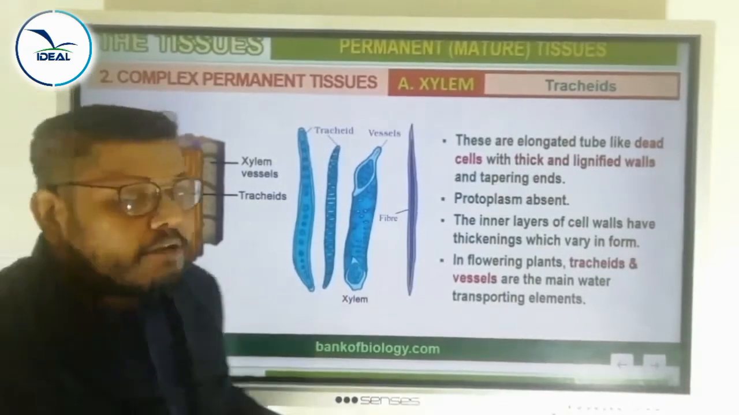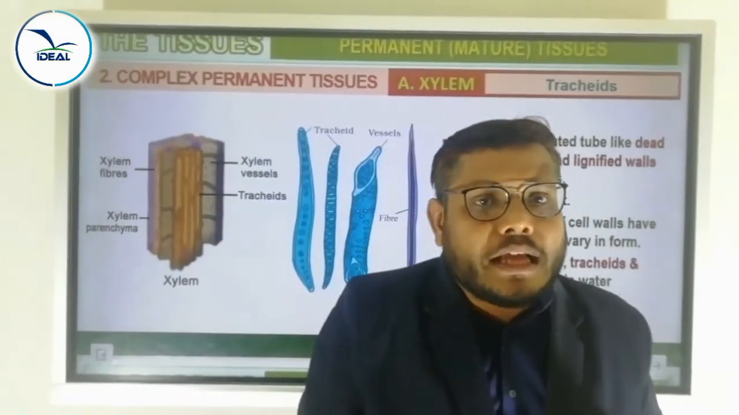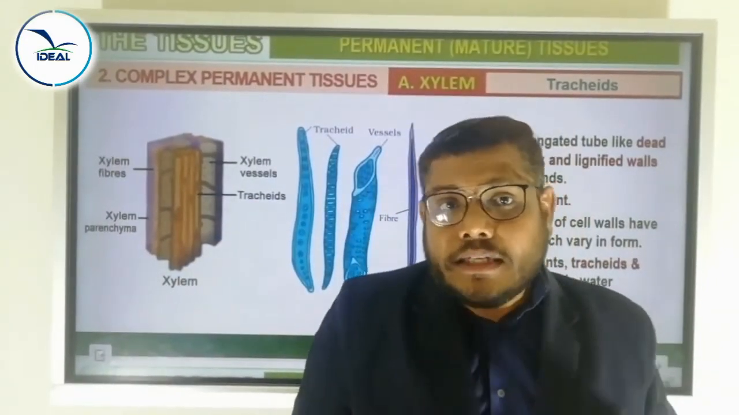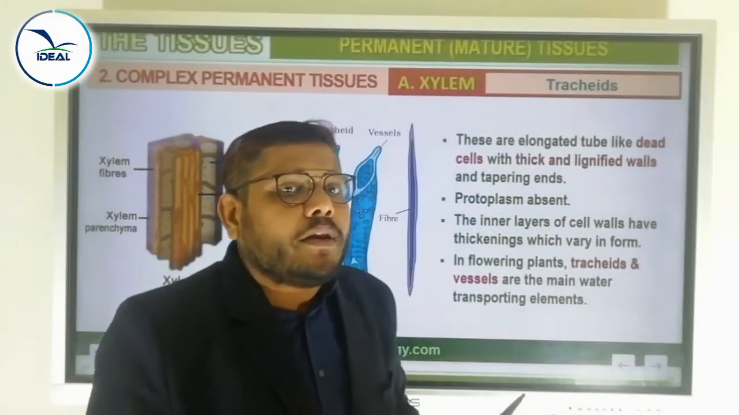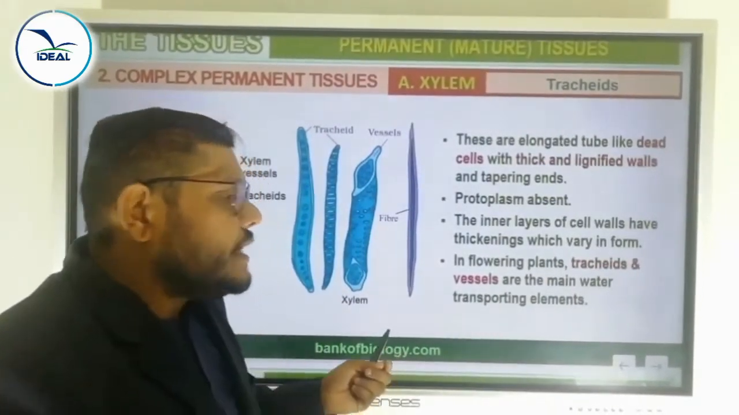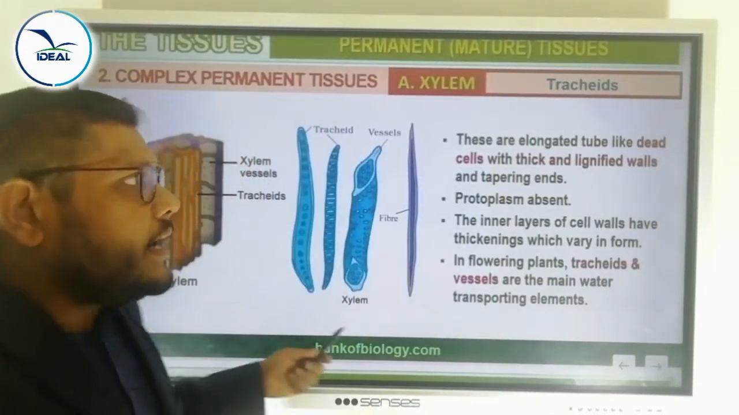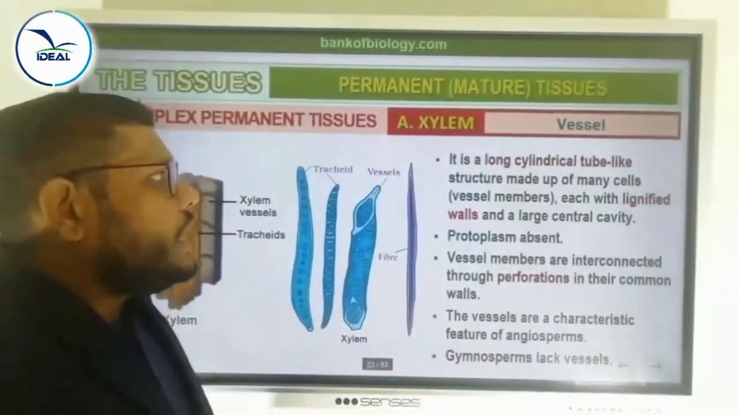At the same time, in flowering plants, the tracheids and the vessels are the main elements transporting water and minerals. In which kind of plant? Angiospermic plants, or we can say flowering plants. Then another kind of xylem component is called vessels.